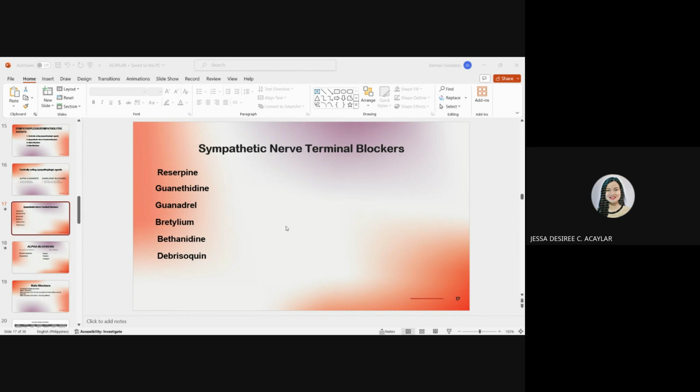Toxicities or interactions: it may cause sedation, psychiatric depression, GI disturbance, Parkinsonism symptoms due to dopamine depletion. The guanethidine and guanadrel: severe orthostatic hypotension, sexual dysfunction, increased GI motility, and diarrhea. So, these are the examples: reserpine, guanethidine, guanadrel, bretylium, bethanidine, and debrisoquin.